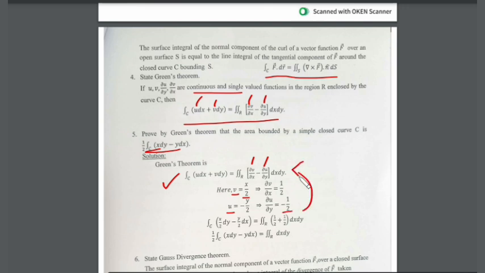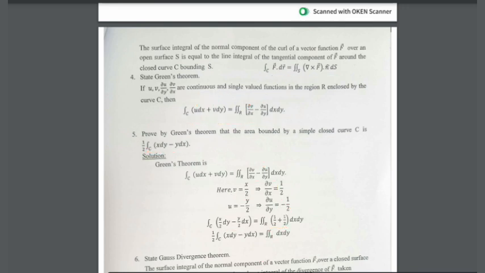Now substitute every value in the Green's theorem formula. I get ∫ (x/2 dy − y/2 dx) = ∬R. The value of ∂v/∂x is 1/2. Next, ∂u/∂y is −1/2. There is already a minus inside the formula, so minus into minus will become plus, into dx dy. So half plus half is nothing but 1. So our answer is ∬R dx dy.